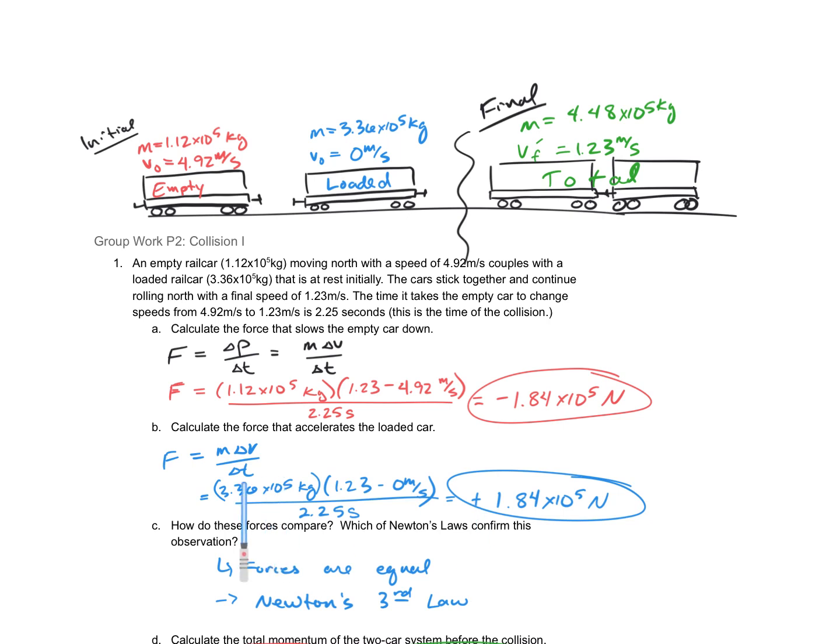This loaded car has this mass, and it goes from an initial velocity of 0 to plus 1.23. That's why its delta V is positive. And it takes the same amount of time, delta t of 2.25 seconds. If you do this math and this math, you get the same number. It's just that one is positive and one is negative.